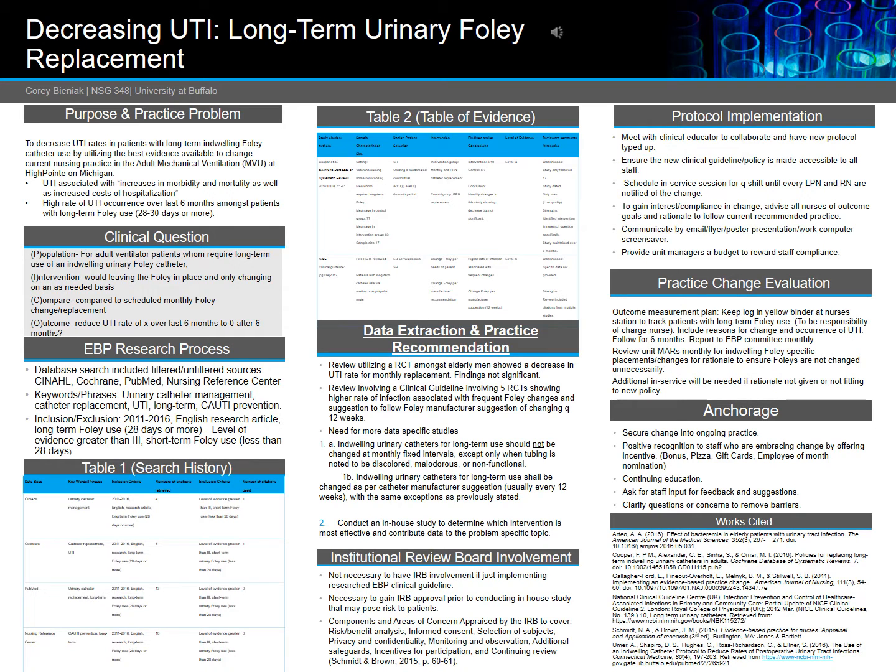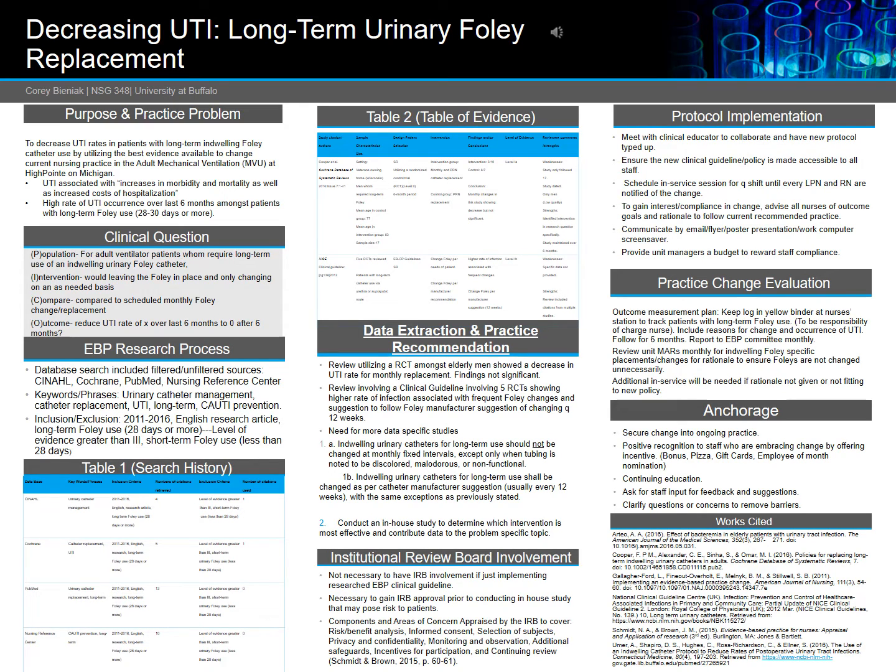Take a look here at the Table 1 search history. You can see only 2 articles made it through the research elimination process. Our second table, you can see over here, is the table of evidence.